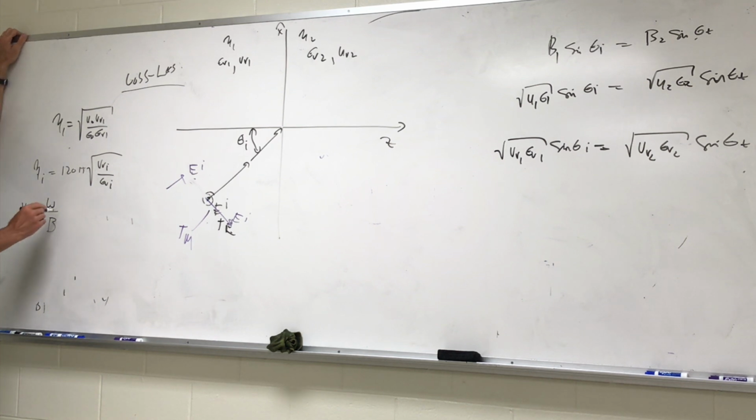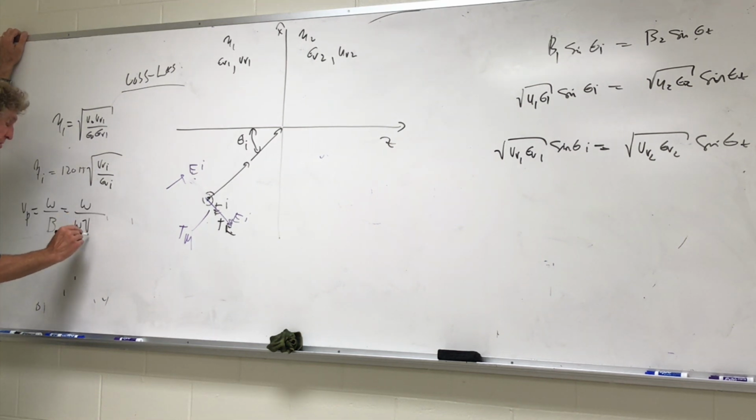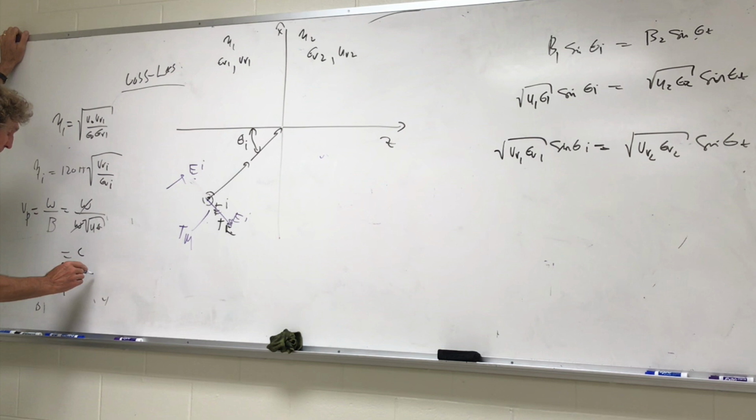Well, what is beta? It's omega times the square root of mu epsilon, right? Omegas cancel here. And now what do you get? You get 1 over the square root of mu naught epsilon naught, which is c, the velocity of light. And then it's going to be divided by the square root of mu relative times epsilon relative.